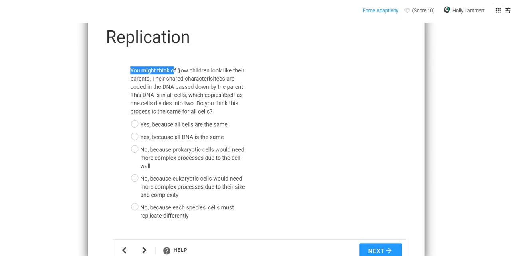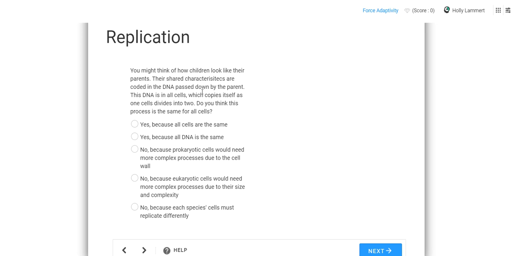Here we go. Replication. You might think of how children look like their parents. Their shared characteristics are coded in the DNA passed down by the parent. This DNA is in all cells, which copies itself as one cell divides into two. Do you think this process is the same for all cells? And we get to make a guess here.